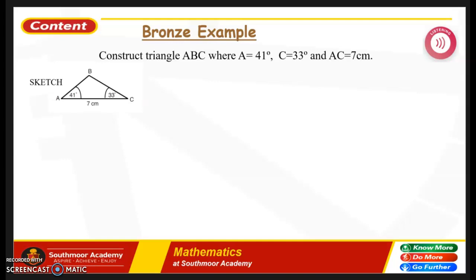Pause the video here, allow the students to copy down the question. Make sure they've got the sketch in their books using a pencil and a ruler. So that's how we would expect the triangle to look.